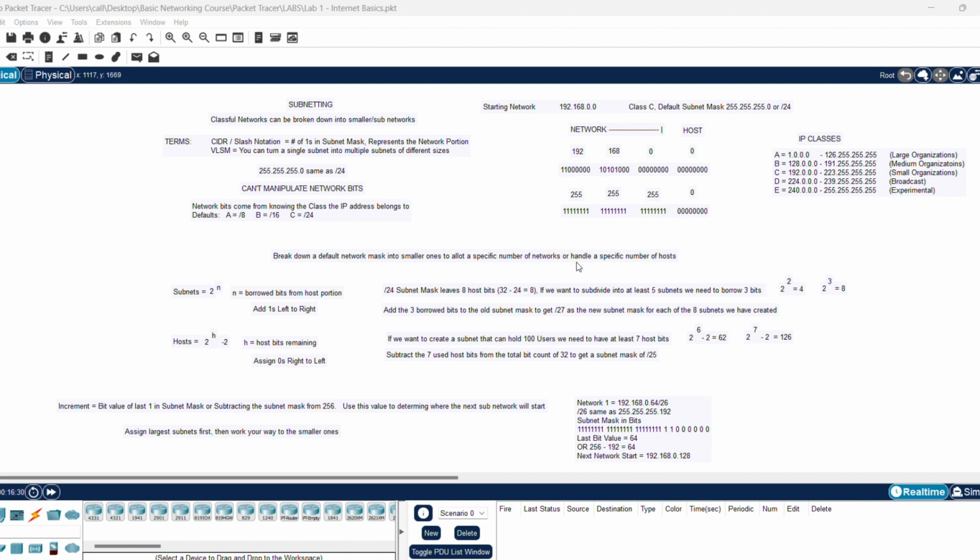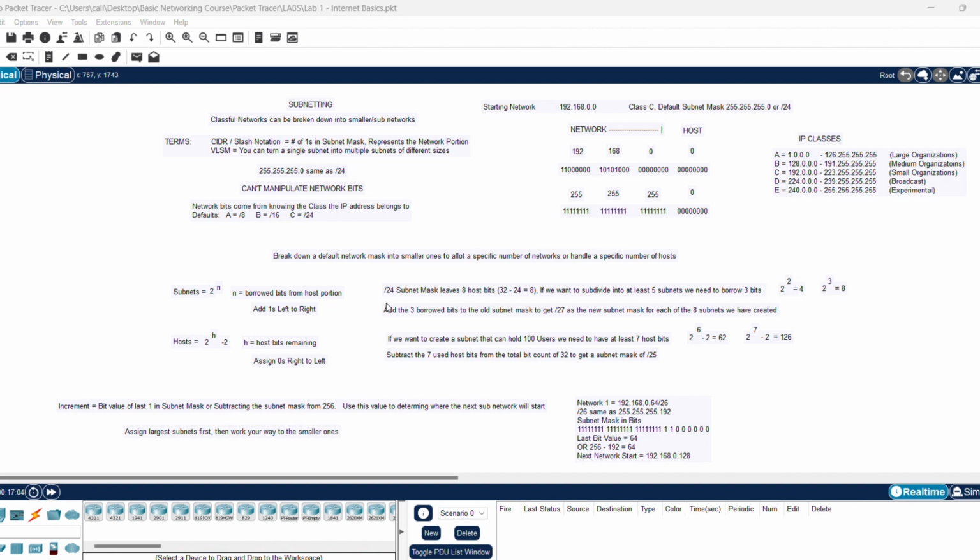So using subnetting, we're going to break down the rest of that default network mask into smaller ones to allow a specific number of networks or to handle a specific number of hosts. Some equations that come in really handy when we're subnetting: your subnets are going to equal 2 to the n, where n is going to equal the borrowed bits from the host portion. And you're going to add ones from the left to the right.